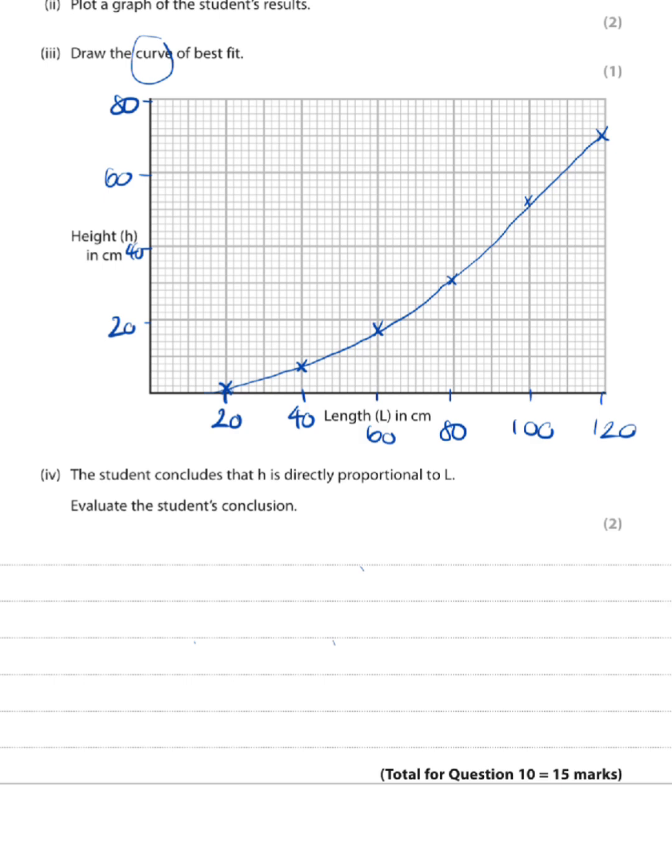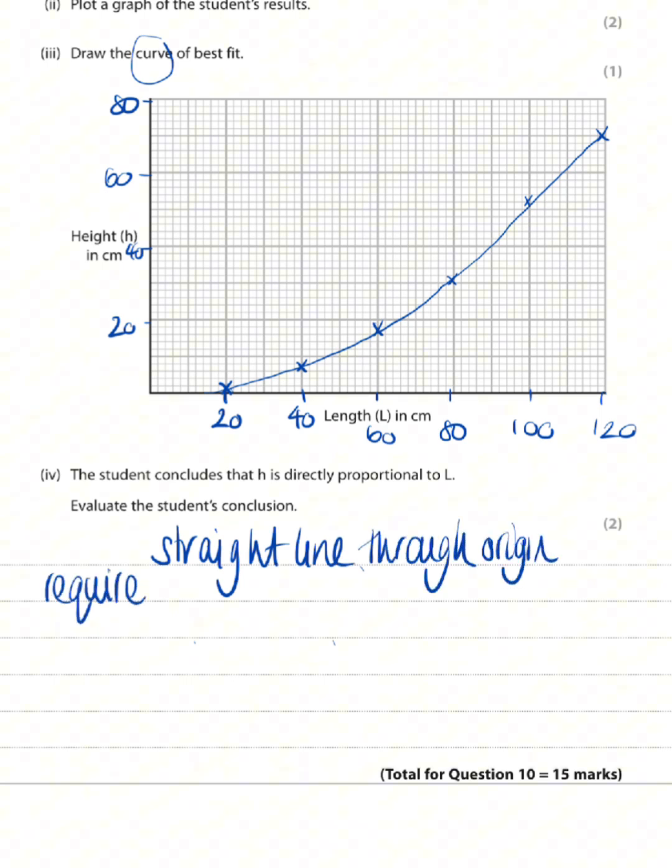The student concludes that H is directly proportional to L. Evaluate the student's conclusion. So we're now being asked to look at the data we have and say, do we actually think that from what we can see, this is directly proportional? Now, to do this, you have to demonstrate that you understand what we are looking for for directly proportional. So for directly proportional, we are looking for a straight line through the origin. Now we can see very clearly from our graph this isn't a straight line, so therefore this is not a direct proportional relationship, and the student is incorrect.